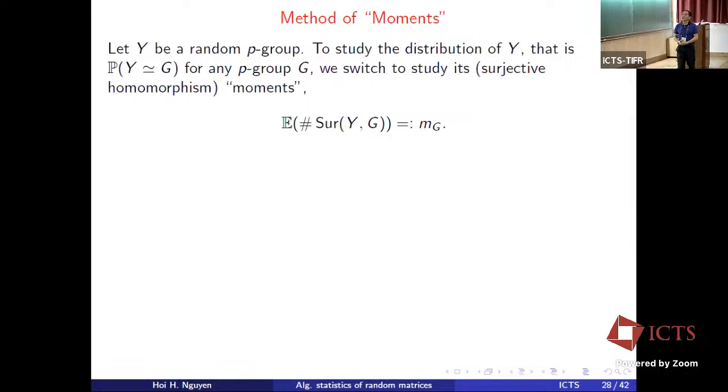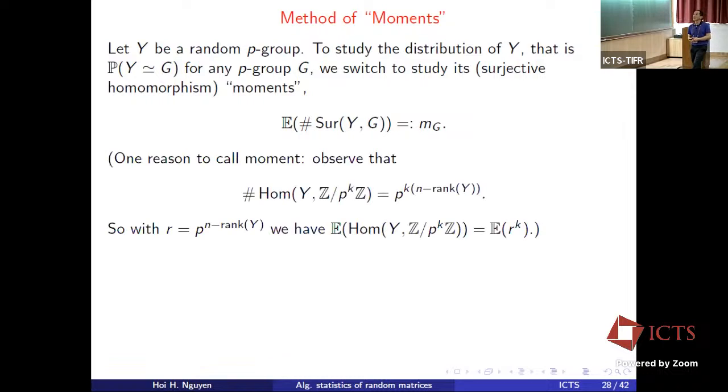Okay, so let me just try to introduce something nice. How do we show certain things are universal? So we use the so-called moments method. I don't know if it makes sense to call it the moment method, but basically, Y is a random group, G is a P group, so we try to calculate the number of surjective homomorphisms from Y to G. And the expected number of surjective homomorphisms is denoted by M_G.